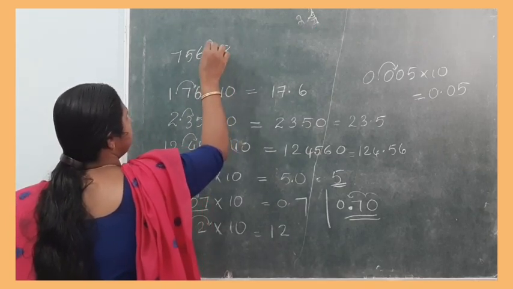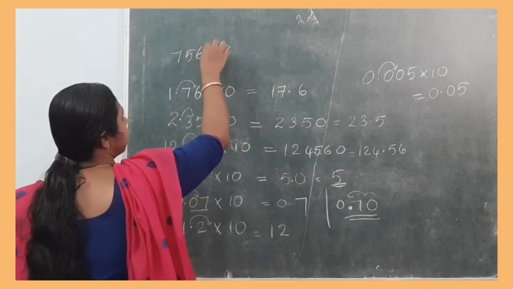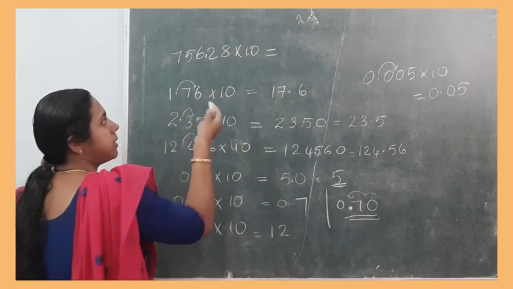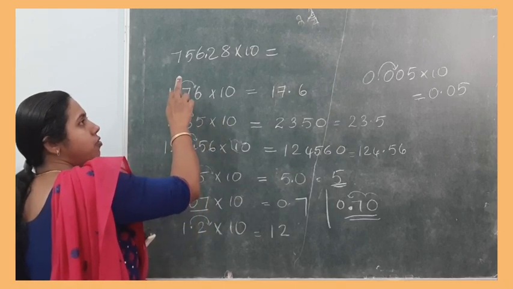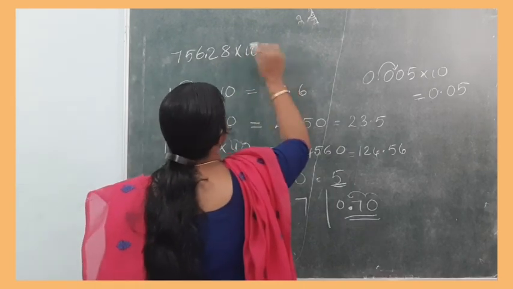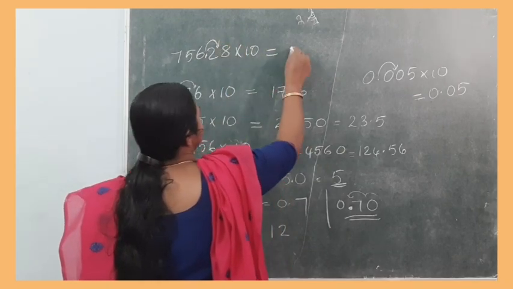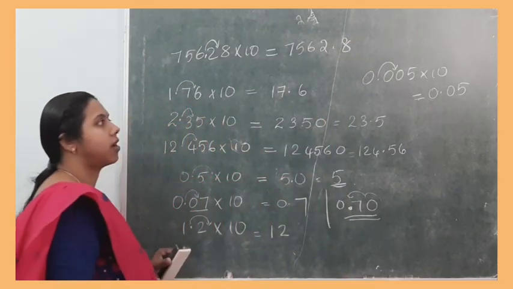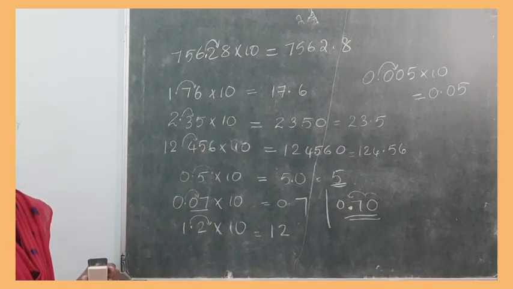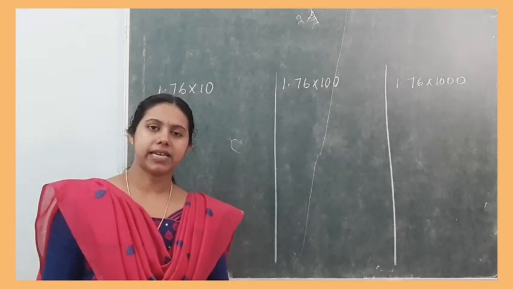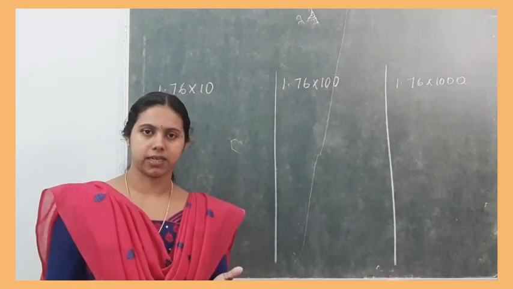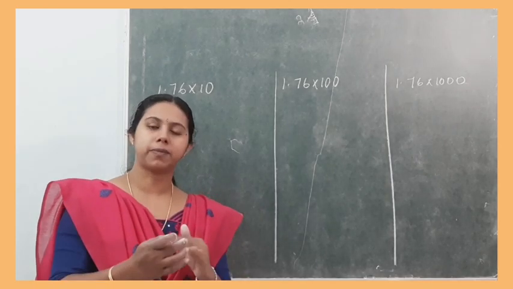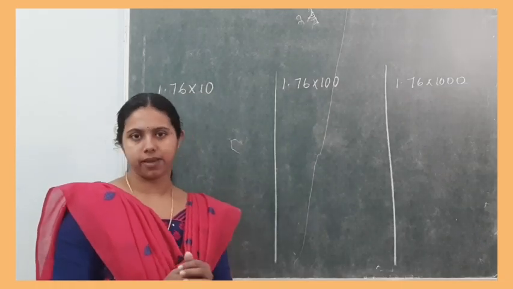Another example, 756.28 into 10. So when you multiply by 10, the decimal point will move 1 place to the right. So the decimal point will come here, so 7562.8. So when a decimal number is multiplied by 100, the decimal point will move how many places to the right? Or if you multiply by 1000, let us see.